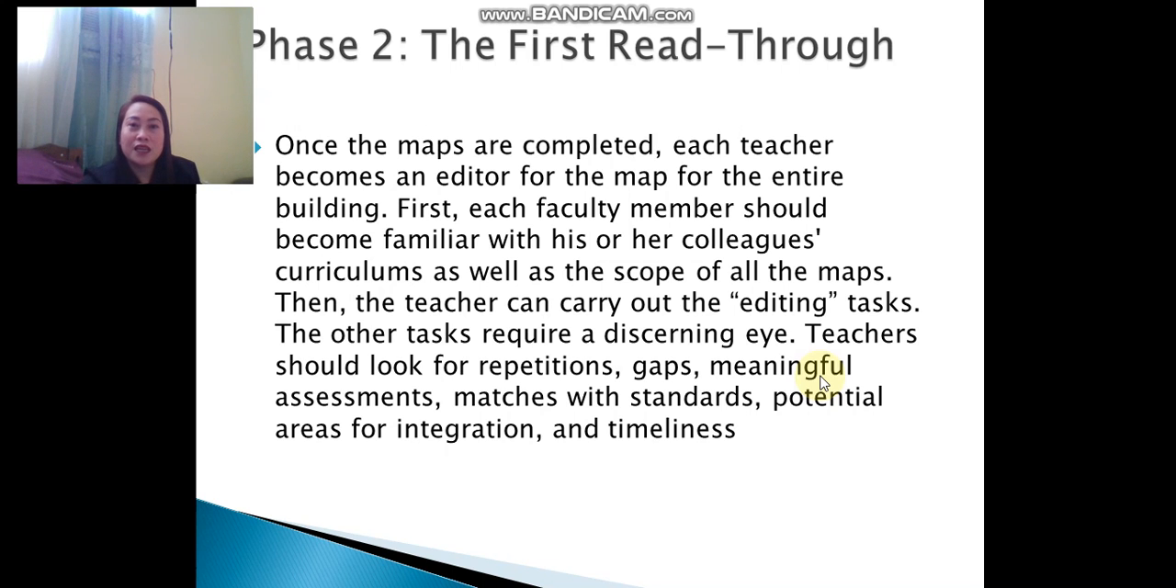So in the first read-through, it is phase 2. Once the maps are completed, each teacher becomes an editor for the maps of the entire building. First, the faculty members should become familiar with his or her colleagues' curriculum as well as the scope of all the maps. Then the teacher can carry out the editing task. The editing task requires a discerning eye. The teacher should look for repetitions, gaps, meaningful assessments, matches with the standards, potential areas for integration, and timeliness.